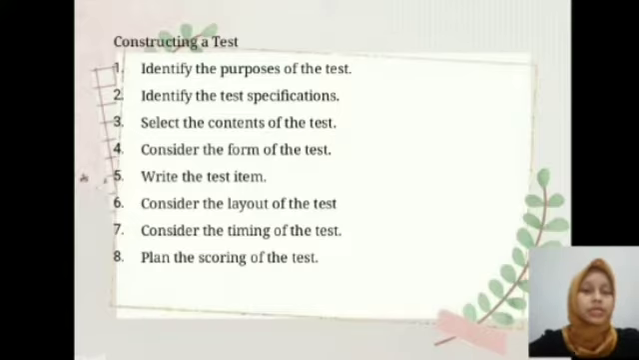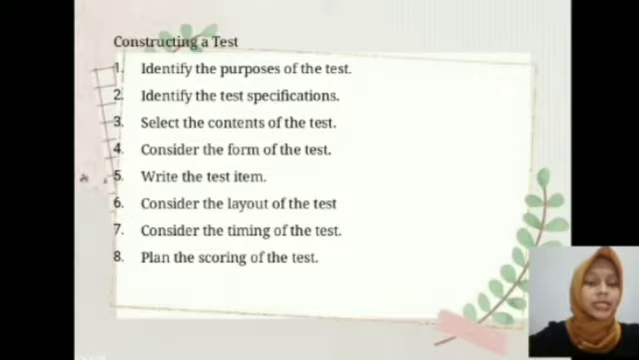Constructing a test. The first is identify the purpose of the test. The second is identify the test specification. The third is select the contents of the test. The next is consider the form of the test and write the test items. The next is consider the layout of the test and consider the timing of the test. And the last is plan the scoring of the test.